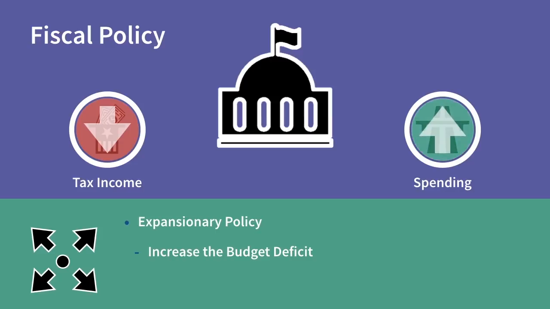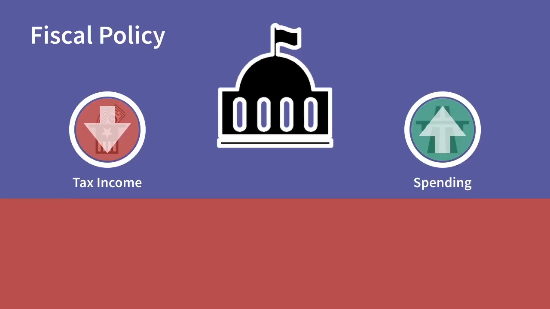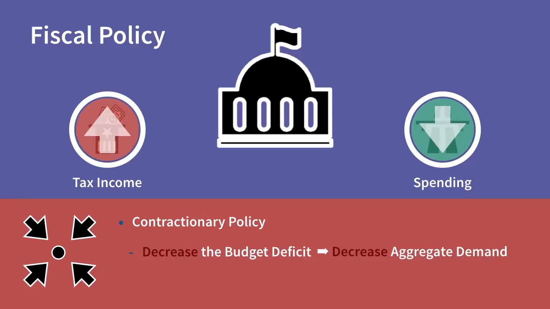By implementing this kind of policy, aggregate demand in the market will be increased. The exact opposite can be done to implement a contractionary fiscal policy. Decreasing the budget deficit leads to a decrease in the aggregate demand, helping to stem runaway economic growth.